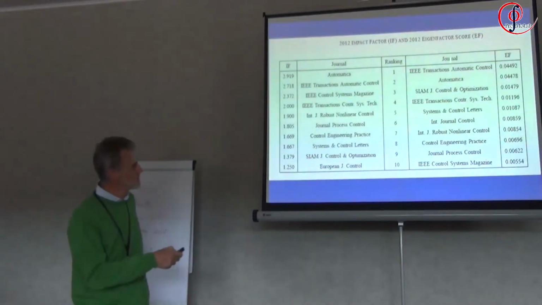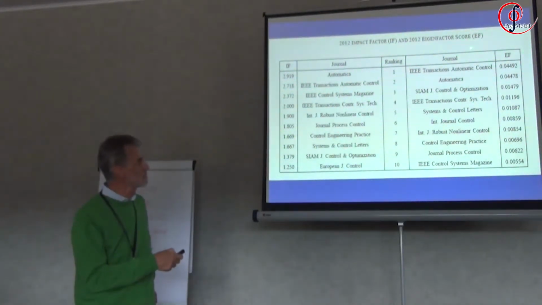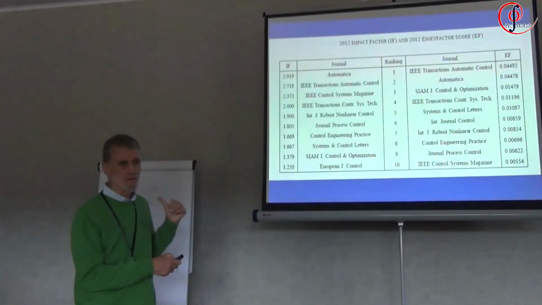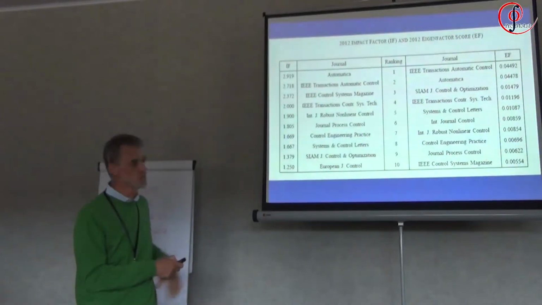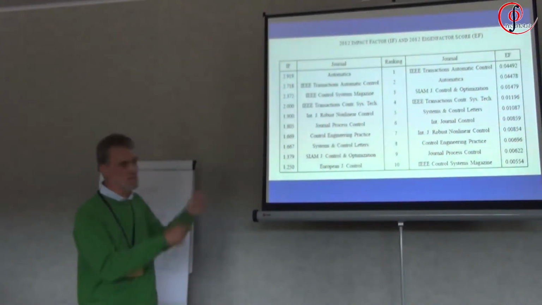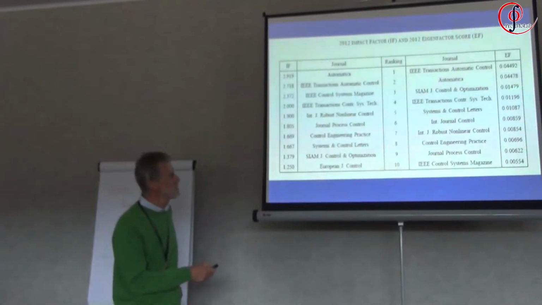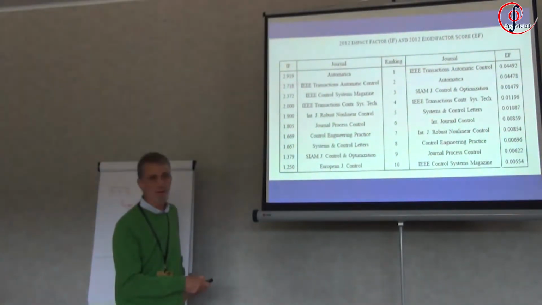Now, if you look at the other ranking, according to the eigenfactor, you can see that TAC is number 1. It was number 2 last year. Automatica is number 2. It was number 1 last year, so they are basically swapped. Cyan is number 3, and then Control System Magazine is down the bottom.